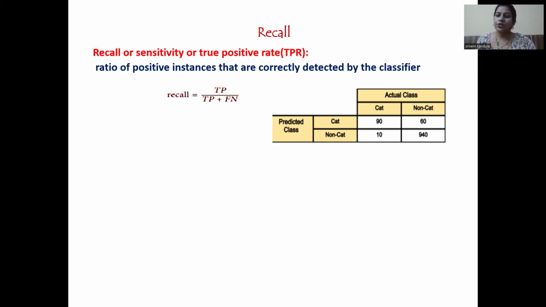Precision earlier was talking about the total quality. So out of the samples, how many were correctly classified? Let it be positive, let it be negative. So overall, how many were classified as positive? But recall is talking about only the positive instances.